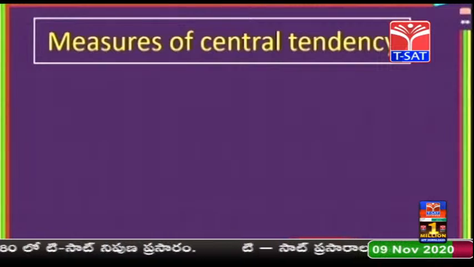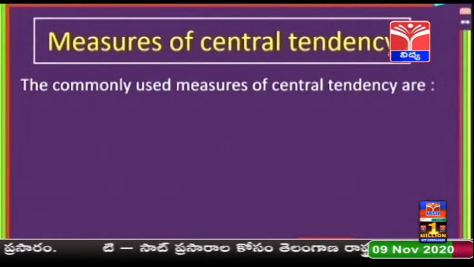So those are called measures of central tendency. By using measures of central tendency, we can observe the behavior of the data, or the nature of the data, or find the characteristics of the given data. Okay, let us see measures of central tendency.